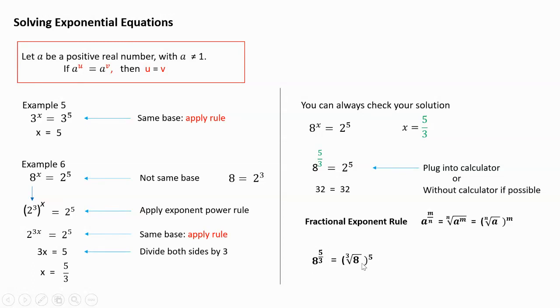So what's the cube root of 8? It is going to give us 2. 2 to the 5th power is equal to 32. You can do it in this way, or else you can plug it in the calculator just the way it is here, and you're going to get 32. So that's how you can check your work.